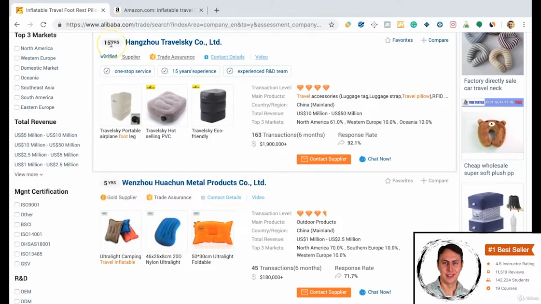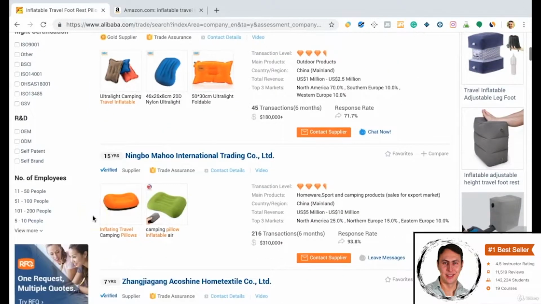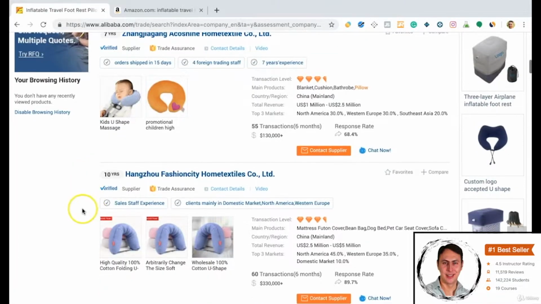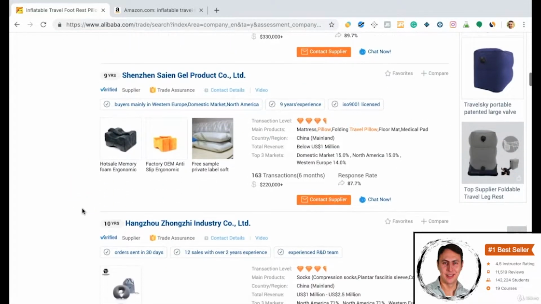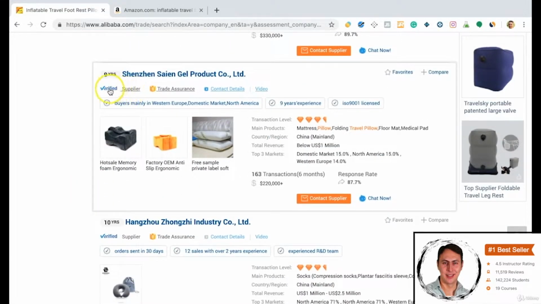If the experience is less than 2 years, the supplier is unlikely to be a good producer. If the supplier has been verified by Alibaba, he probably has more than 5 years of experience. Maybe you uncheck the verified button if you want to work with a cheap supplier. You shouldn't work with a supplier who has less than 2 years of experience. I recommend you try to find a supplier who has at least 5 years of experience.